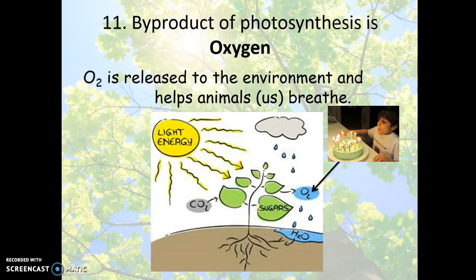Byproduct of photosynthesis is considered oxygen because the plant doesn't use hardly any of it. So it's released into the environment. And of course, we need that. So we get to breathe it in. Any animal, that means insects, fish, reptiles, any animal is going to benefit from the byproduct of photosynthesis.